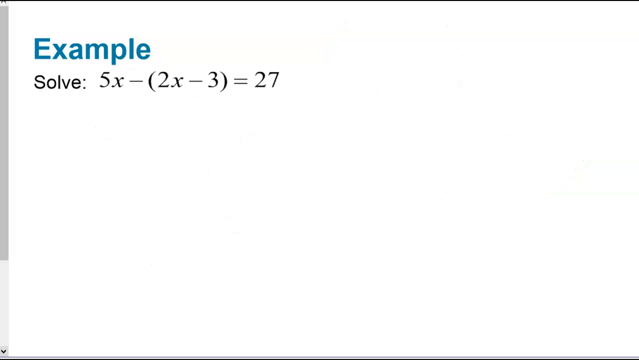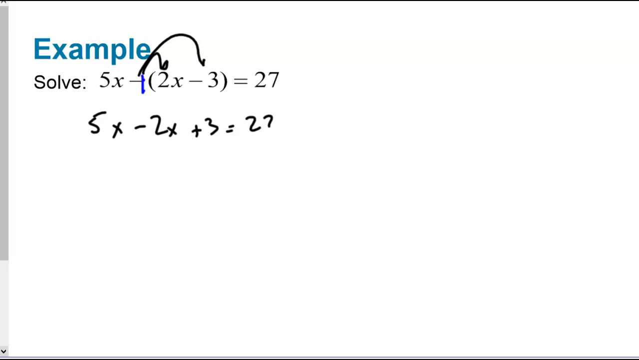So looking at the next one, we have the equation of 5x minus 2x minus 3. So one of the things that's important to remember here is that this is a negative 1 in front of that. And so we're going to make sure to distribute that first thing across there. So it's going to be negative 1 times 2x, which will be negative 2x, and negative 1 times negative 3 will give us positive 3, and that equals 27.